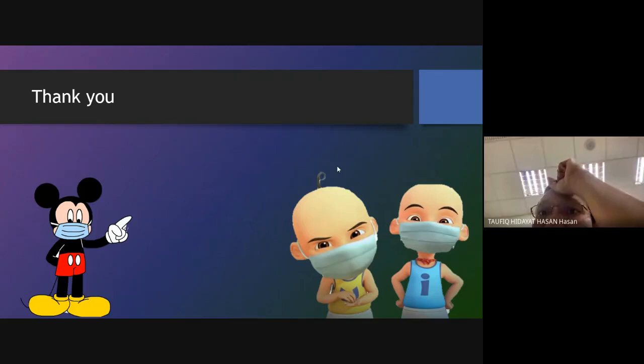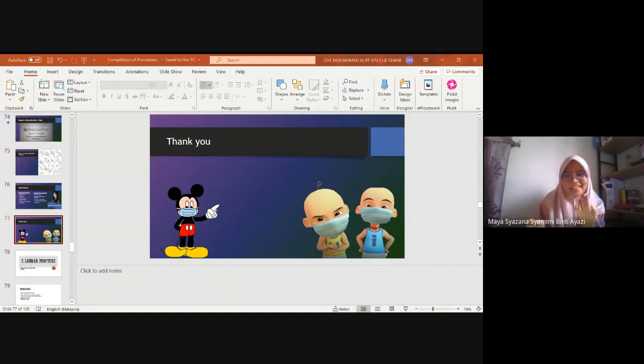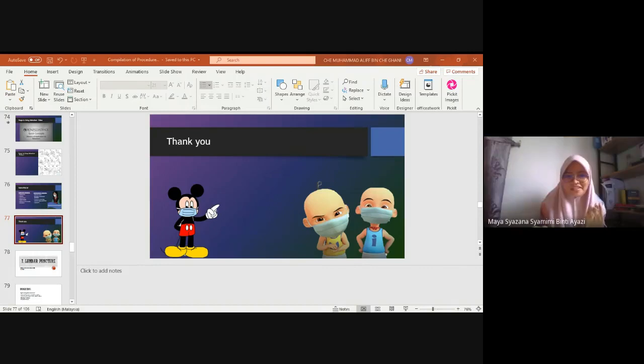Okay, questions? Tak ada? Right, so in children, do you want to use mouthpiece or mask? We use mask, because it is more difficult in children. Yes, you should use mask.